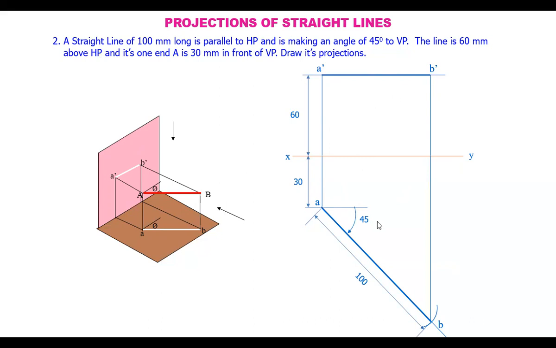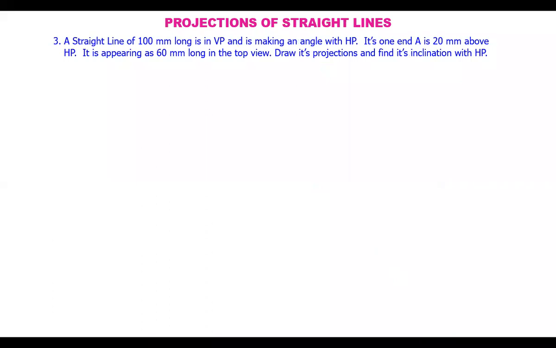So here, because the line is parallel to HP, in the top view you are getting the true length. In the front view, because it is making some angle with VP, we cannot see the true length of the line. So this is the way of getting the projections of the line. Now, when it is making an angle with the VP, let's take another problem.